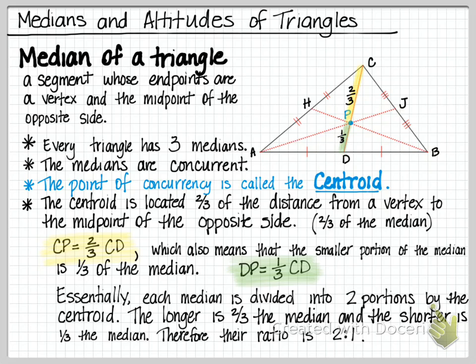That also means that the ratio of the longer portion to the shorter portion would be 2/3 to 1/3, which is a ratio of 2 to 1. That's also saying that the longer portion is twice as long as the shorter portion. Well, let's look at how we can use this in a problem.